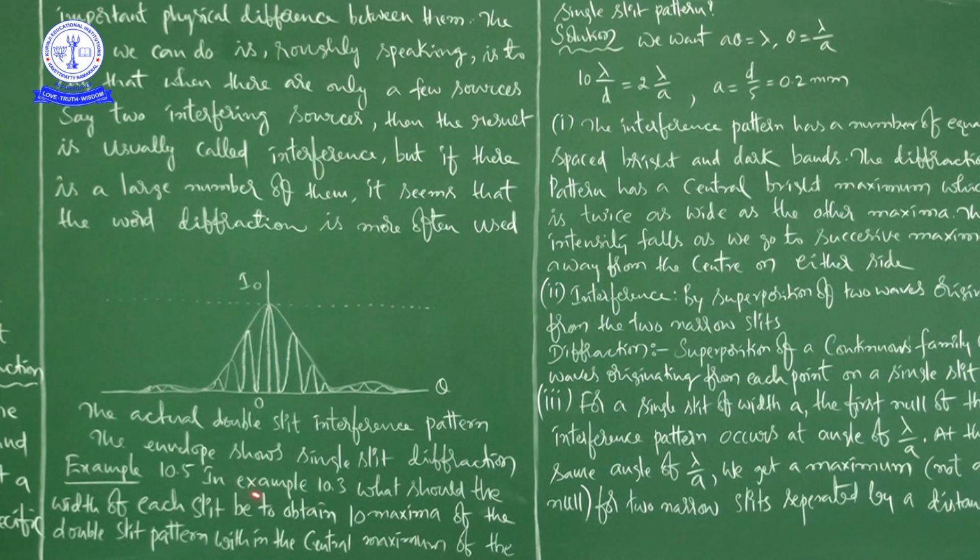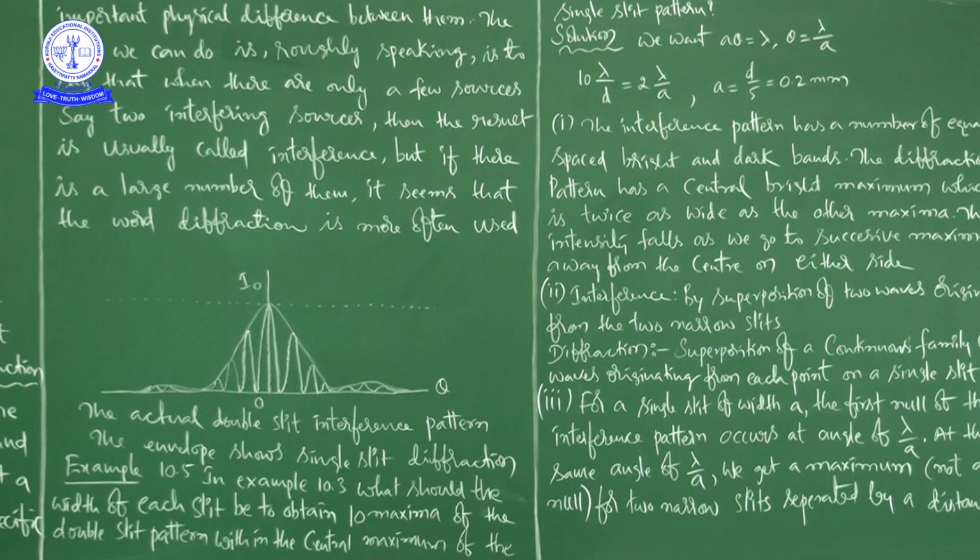To solve this example problem, we have to take the data from example 10.3. With the help of that data, we have to find the width of each slit to obtain 10 maxima of the double slit pattern within the central maximum of the single slit pattern. So what is the width of each slit?